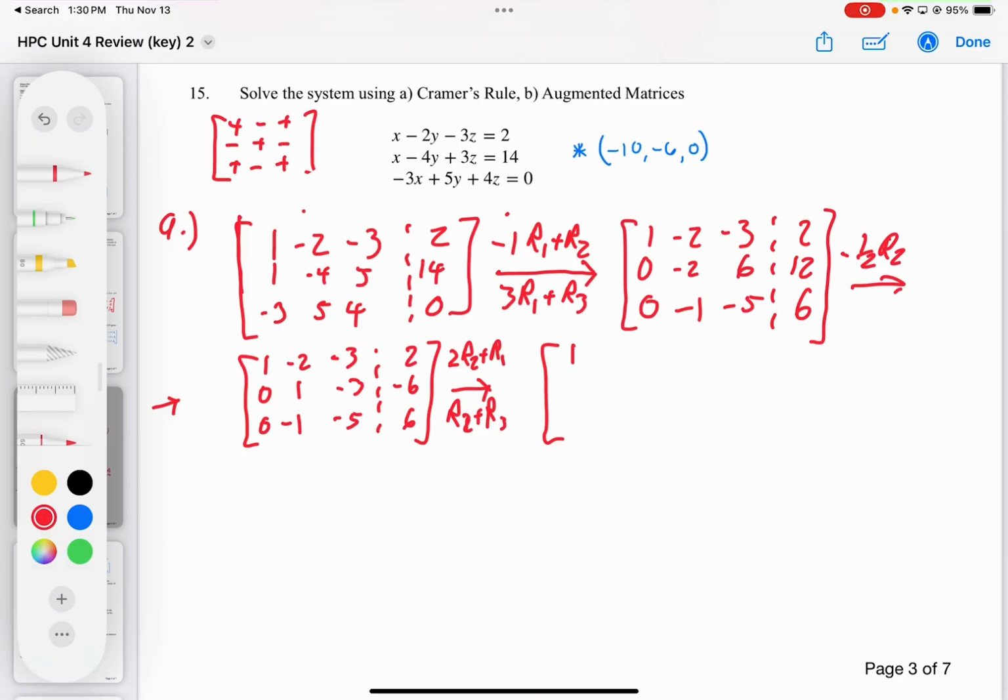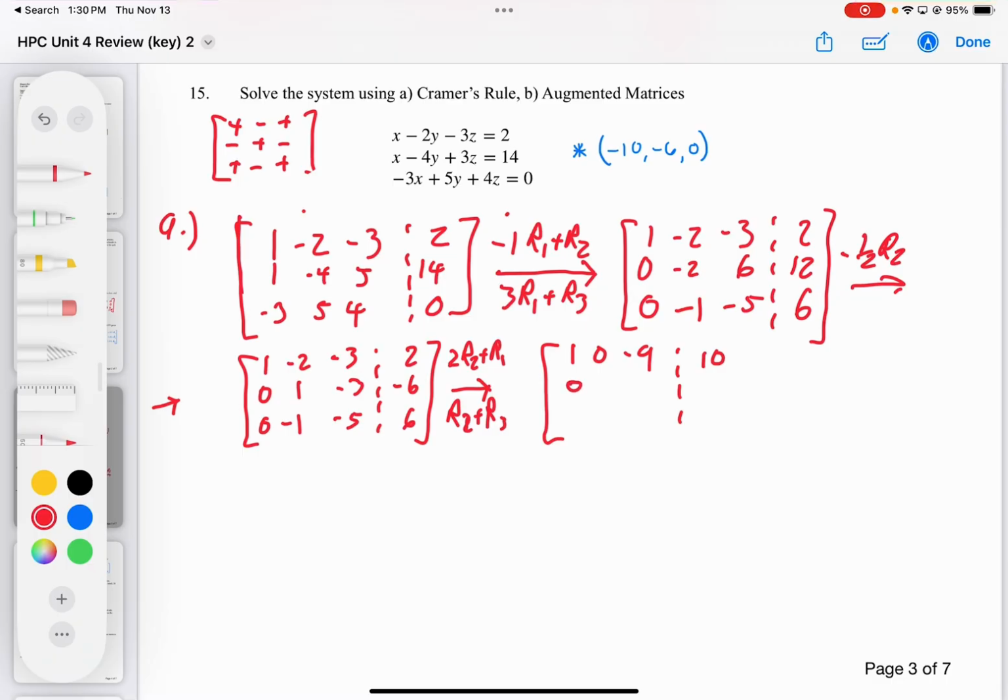Okay, so then 2 times row 2 plus row 1 is going to give you a 0. 2 times negative 3 is going to give me negative 6. Negative 6 plus negative 3 is going to give me negative 9. And then 2 times negative 6 is going to give me negative 12. Negative 12 plus 2 is going to give me a negative 10 there.